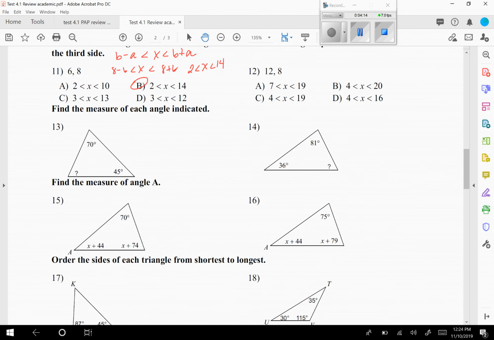Question 13. Find the measure of each angle indicated. Okay, we have the 3 angles of a triangle. They're supposed to add up to 180. So do 180 and take away the 2 that you know. So minus 70, so that's 110. And then take away 45. Okay, so this would be 65, I believe. Yeah.